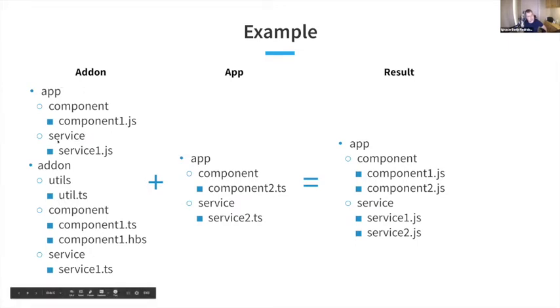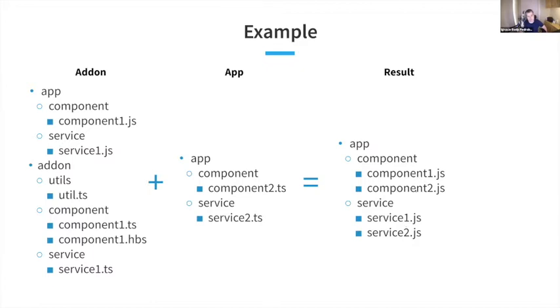Then in the app folder of the add-on, you have a component one in JavaScript, which exports the component one in TypeScript. You also have service one, a JavaScript file that exports the service one in TypeScript. When you merge that with your app, which has component 2 and service 2, the result is something like this, where you have these 2 components and these 2 services.